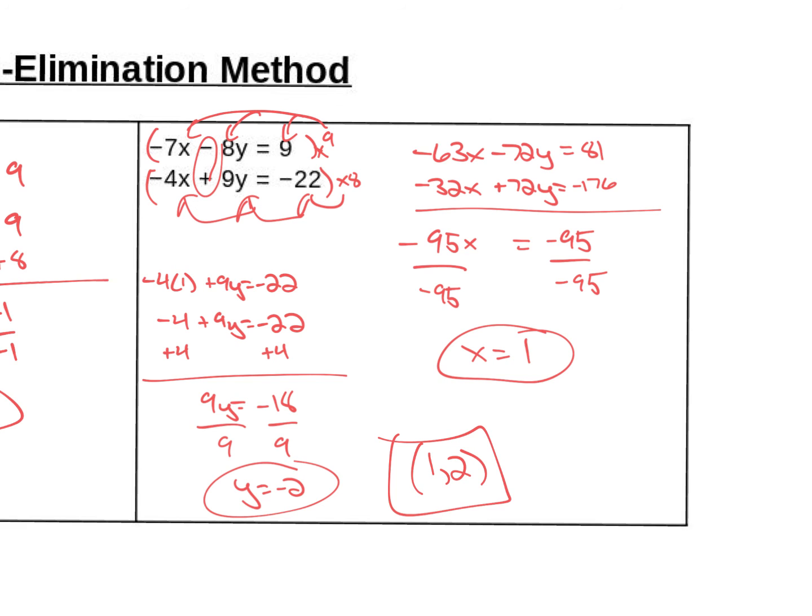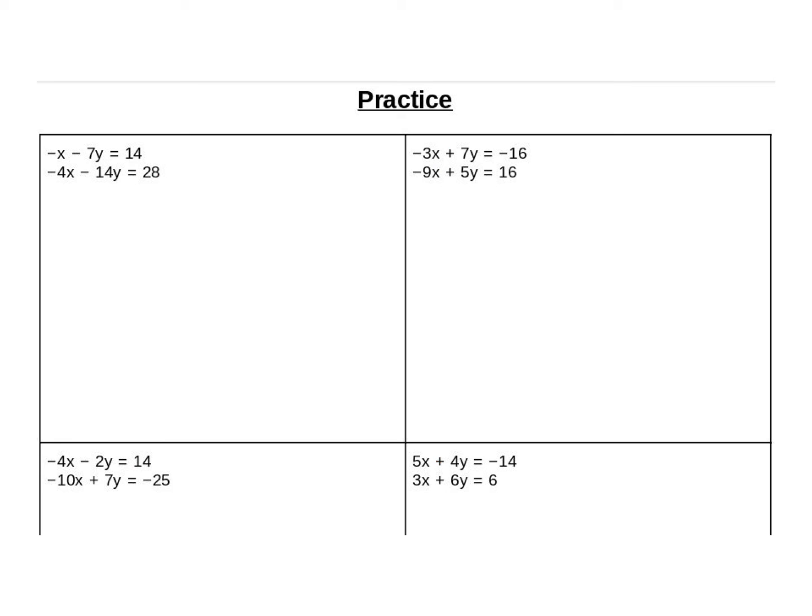All right, let's try these practice problems. So pause here and practice through these. Figure out which variable are we going to eliminate? What do we need to multiply to make that happen? And then kind of work through our process of adding the two equations together and solving for our two variables. All right, good luck.